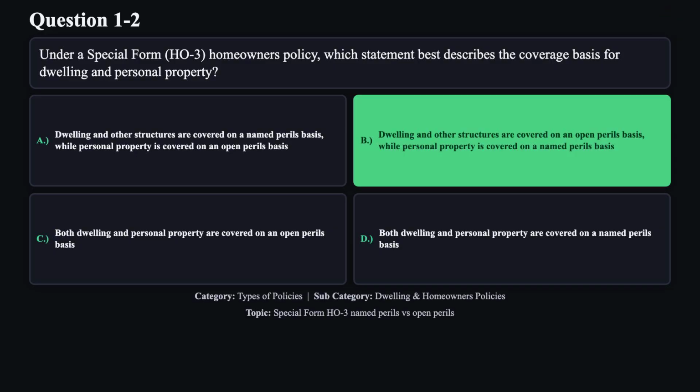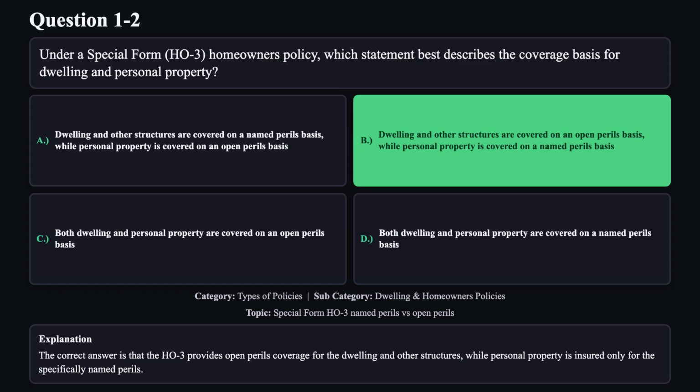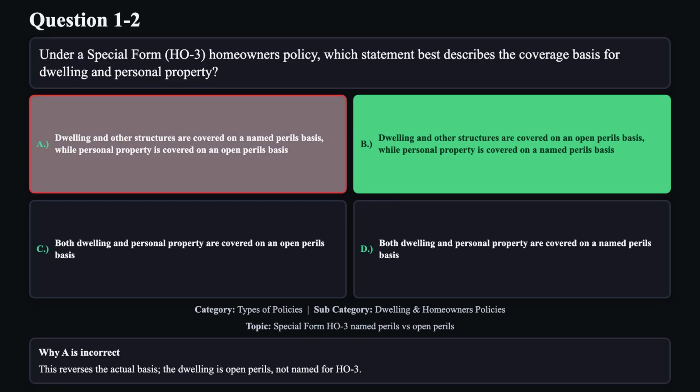The correct answer is B. The correct answer is that the HO3 provides open perils coverage for the dwelling and other structures, while personal property is insured only for the specifically named perils. Reason A is not correct. This reverses the actual basis. The dwelling is open perils, not named for HO3.